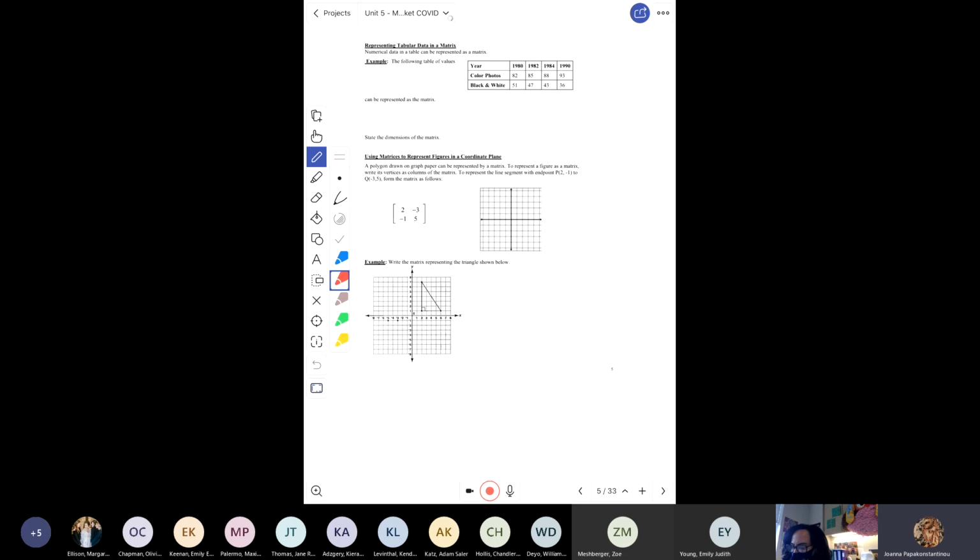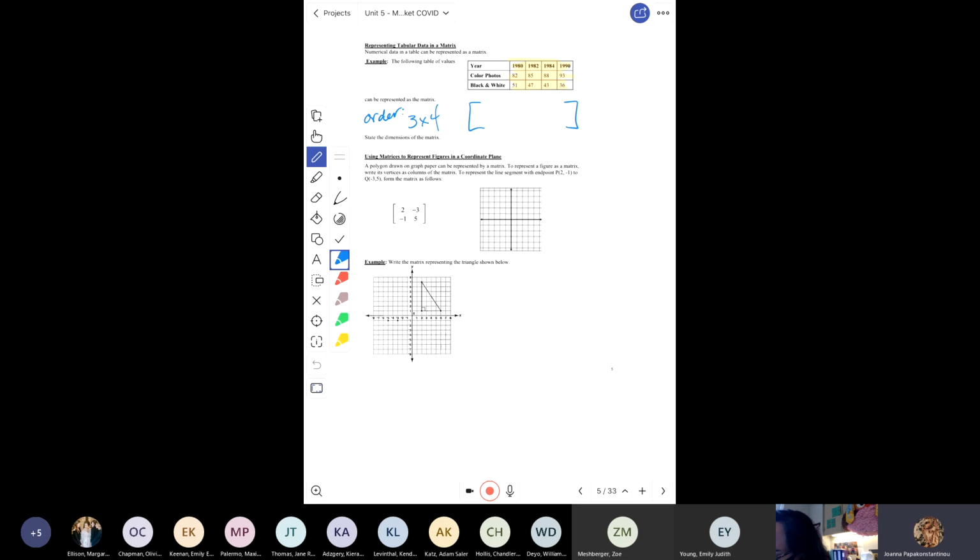Now, matrices, being the plural of a matrix, can be used to represent all sorts of data. So I could look at this table of values and represent it as a matrix. How would I represent it as a matrix? What would the order of this matrix be? Yes, the dimensions are 3 rows, 4 columns.